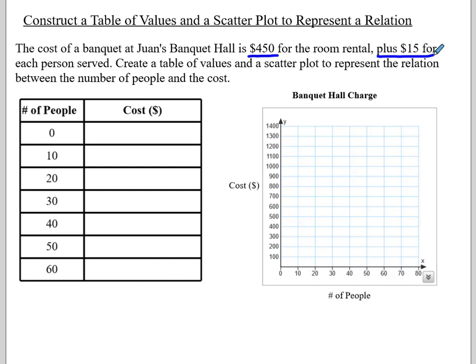Okay, so that's a lot to do on the first day. We're going to look at this in sort of big picture, and then as we go over the next few weeks, we're going to look at all of these pieces independently. So if we look at this relationship and we say nobody shows up, you still have to pay $450.